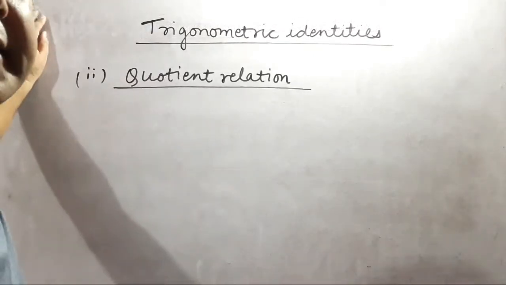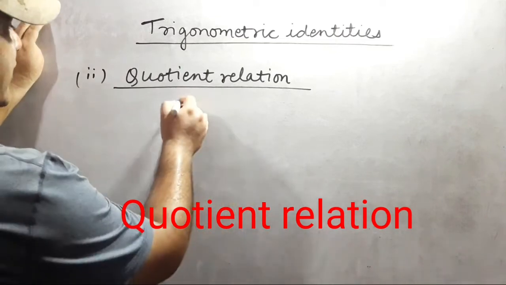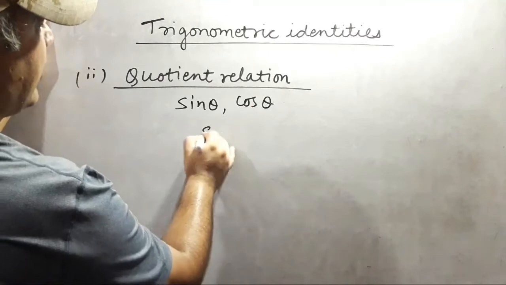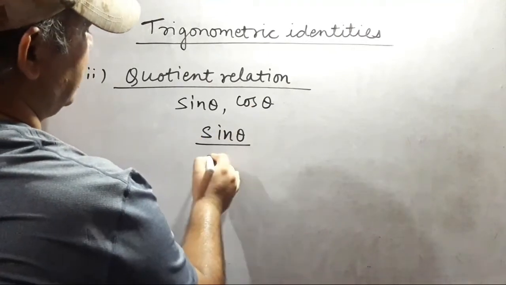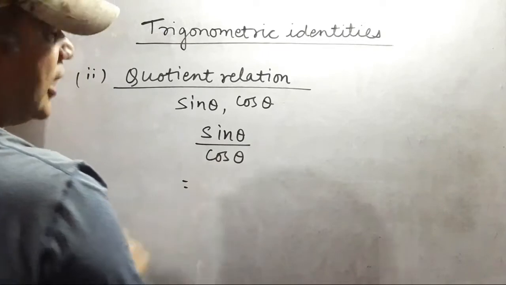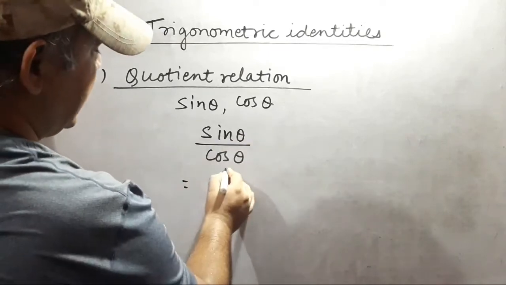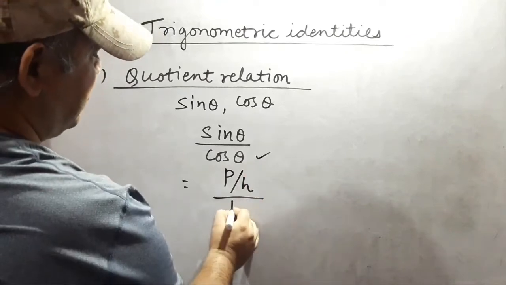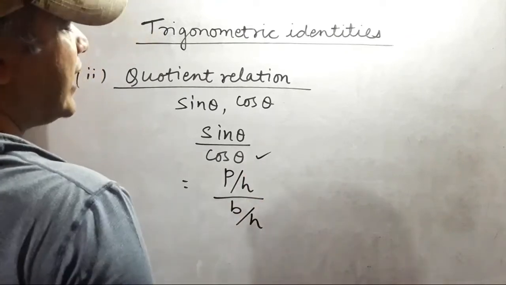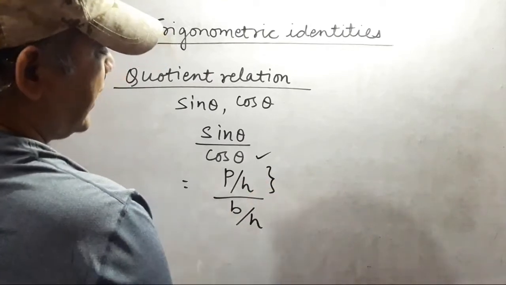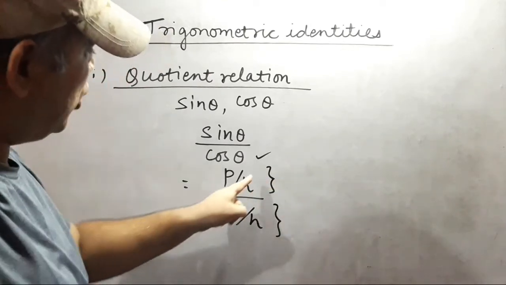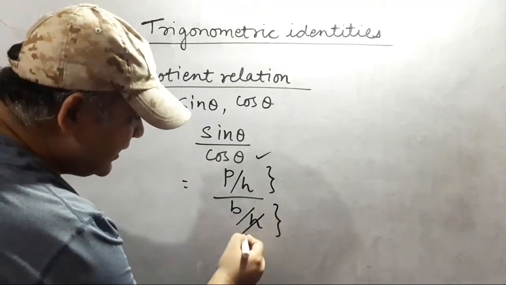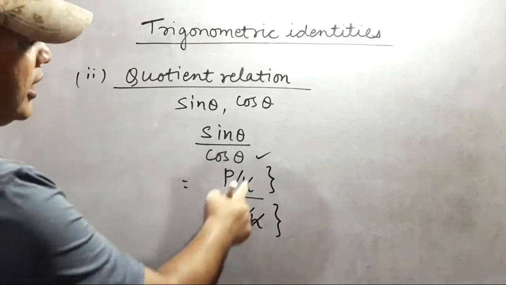The next relation is the quotient relation. Let's take sin theta and cos theta. Let's divide sin theta by cos theta. As we know, the ratio of sin theta is perpendicular by hypotenuse and the ratio of cos theta is base by hypotenuse. As we can see, in this upper part as well as in this lower part, the denominator is hypotenuse. So we can cancel this hypotenuse. So how do they get cancelled?